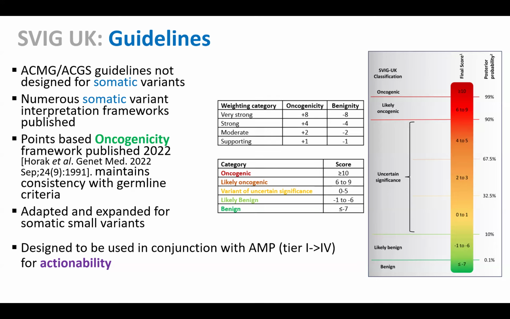And on the right hand side, just again, similar to HORAC, we've adopted from HORAC actually the oncogenic terminology, and we do provide the same scale that is based on the ACMG and the points-based system that we use here in the UK a lot as part of the cancer variant interpretation group, which is the germline equivalent of the SVIG. And this is not designed for actionability. It's designed to go hand in hand with the AMP tiering.